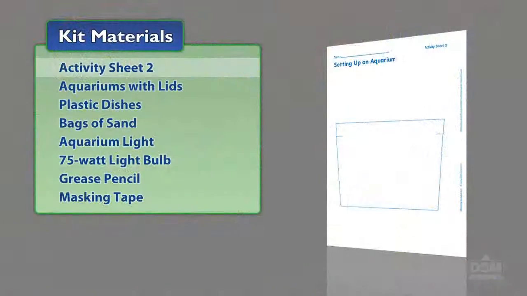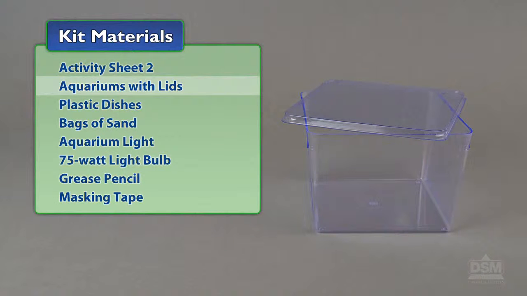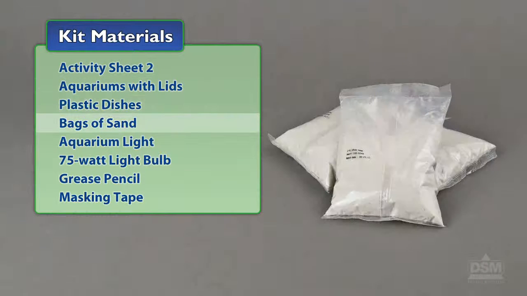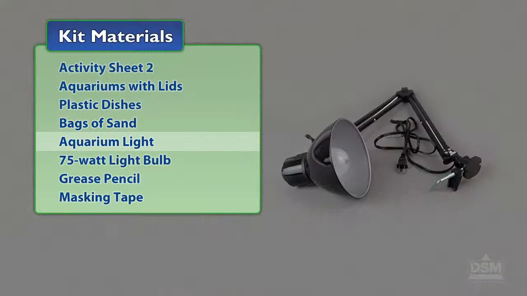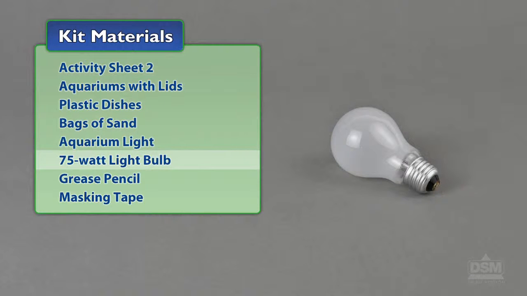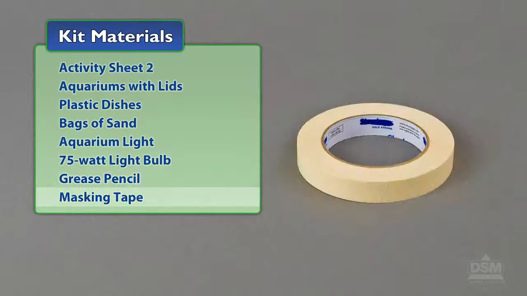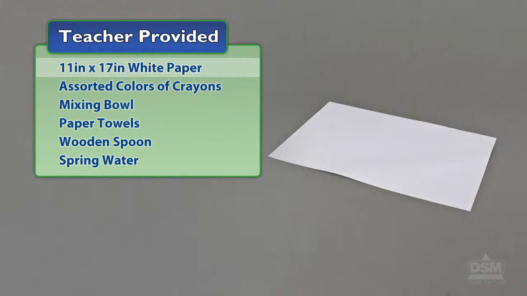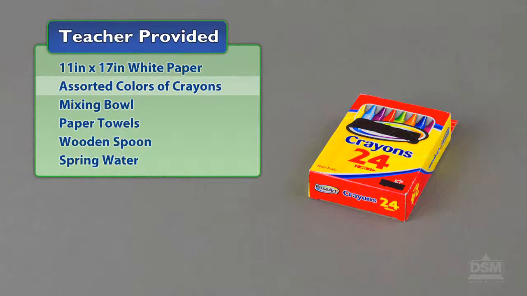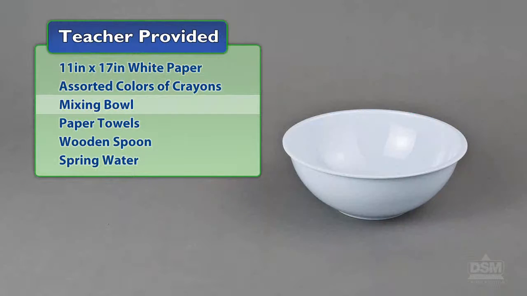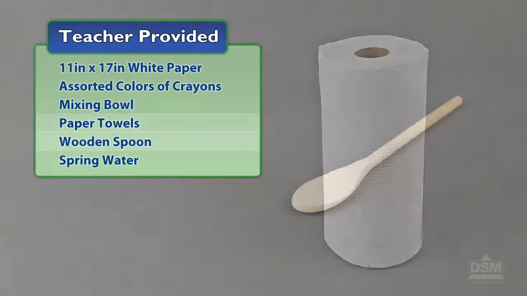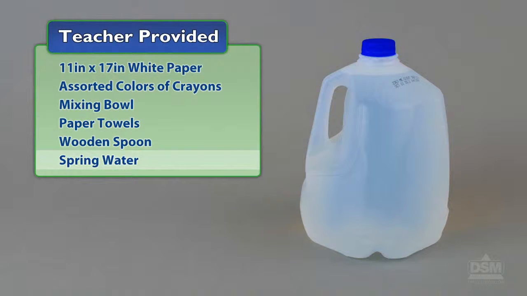You will need the following materials from the kit: Activity Sheet 2, aquariums with lids, plastic dishes, bags of sand, aquarium light, 75-watt light bulb, grease pencil, and masking tape. You will also need to provide 11-inch by 17-inch white paper, assorted colors of crayons, mixing bowl, paper towels, wooden spoon, and spring water. To prepare for this activity, make a copy of Activity Sheet 2 for each student.